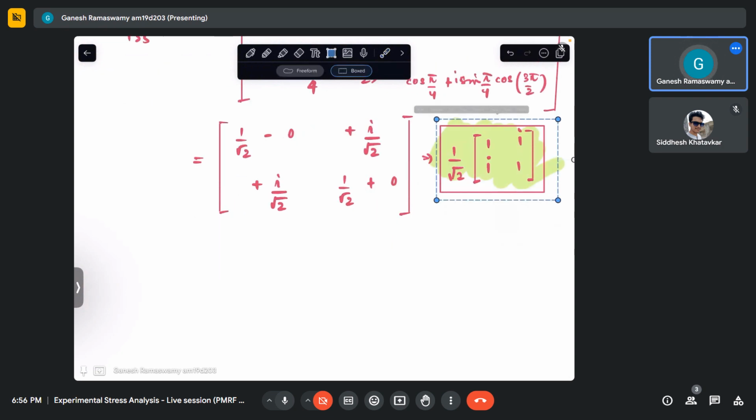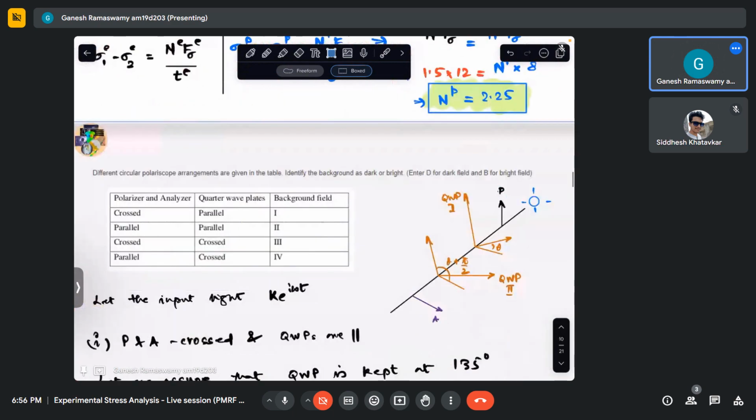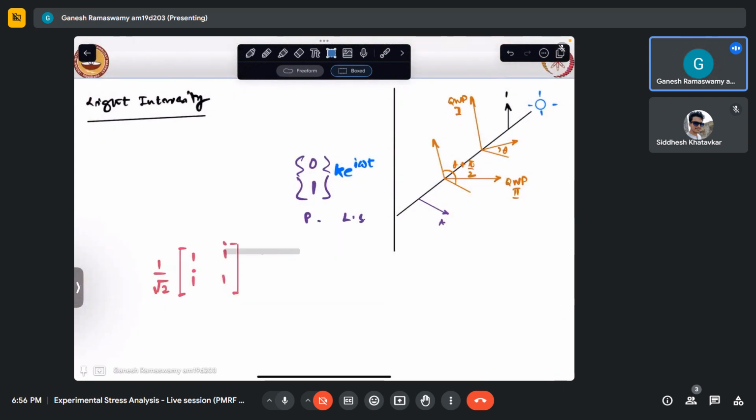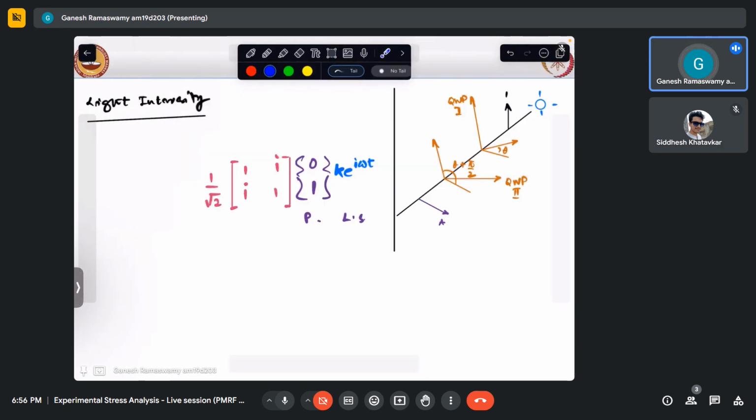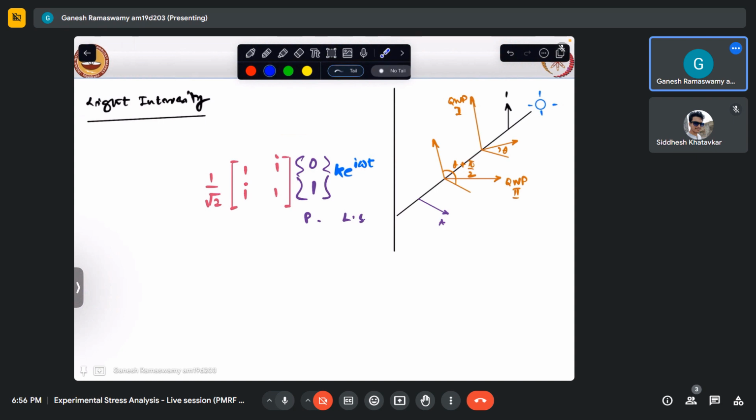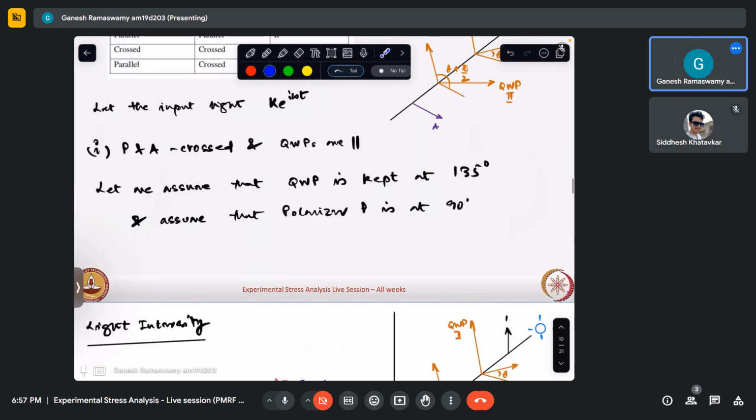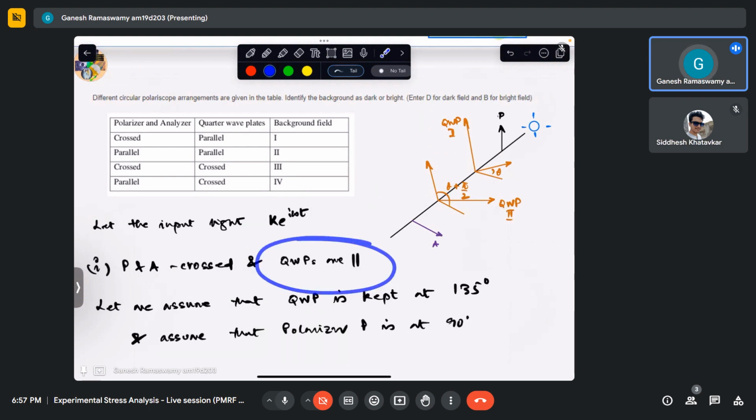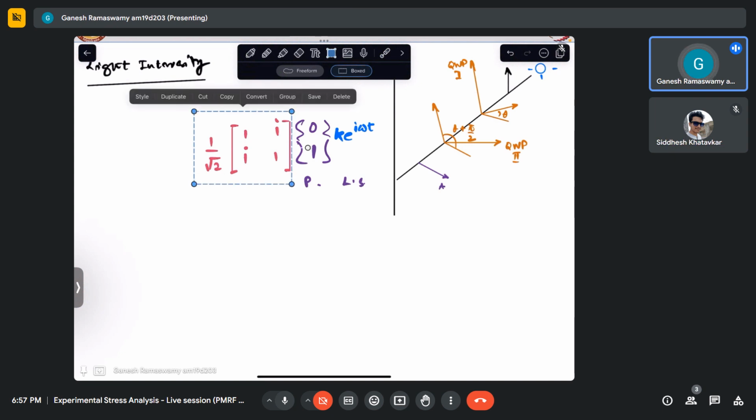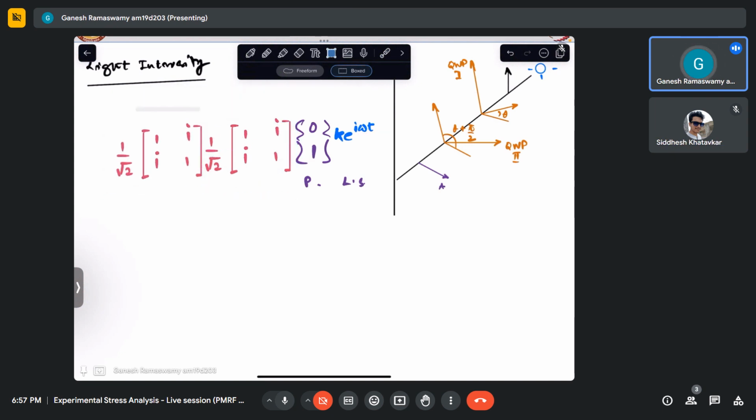Because our idea here is just to see whether it is bright field or dark field. I hope that is clear. So I'll come here, I'll paste it here. Let me remove this. So I have placed the first quarter wave plate here. Now these three together form the output light intensity from this component. Now comes the second quarter wave plate. And in the first part of our question, we are saying that these are kept parallel, which means I have to repeat the same thing again, multiplying that again without any change because it is kept parallel.